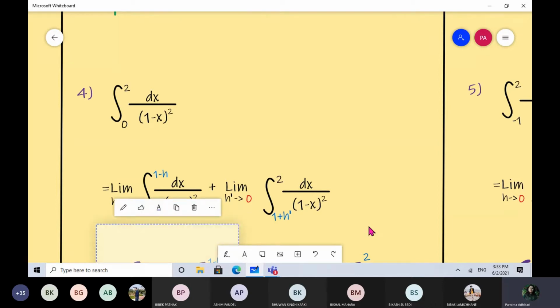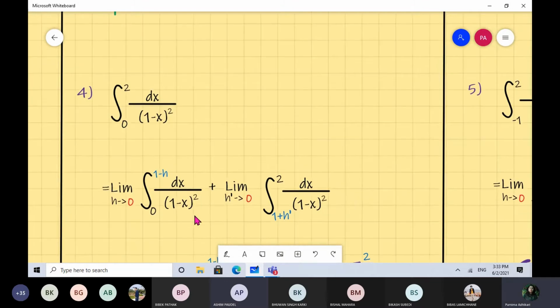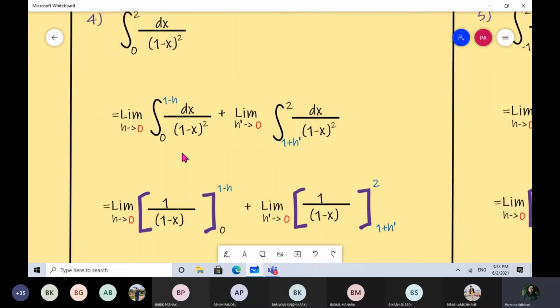So this is done. Now next step. What is your next step? In the next step we will do the integration. How do you integrate dx over 1 minus x square? Can you tell me what is the integration of dx over 1 minus x square? 1 by 1 minus x. Very good. So your function after integration is 1 by 1 minus x. In both cases the integration is the same, and only your limits of integration are different. In the first case, 0 to 1 minus h, and in the second case, 1 plus h dash till 2 will be your limits of integration. Next step, we apply our limits of integration.